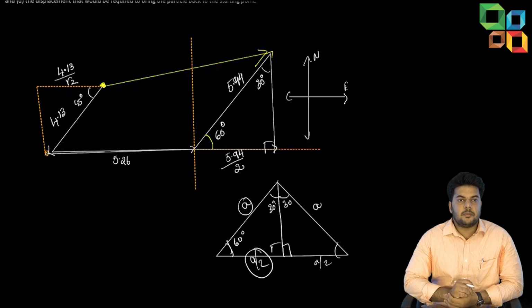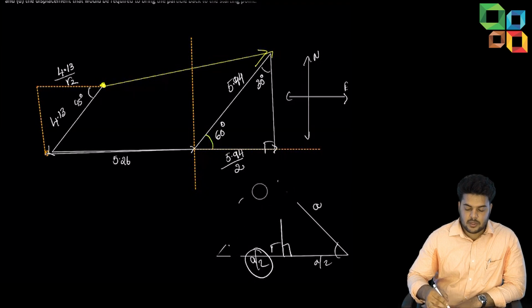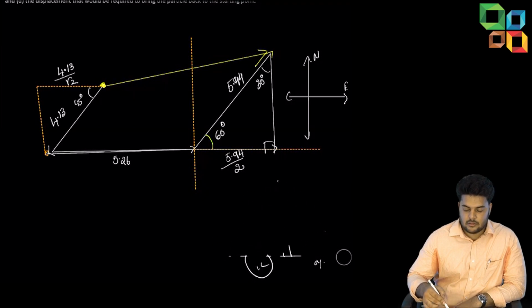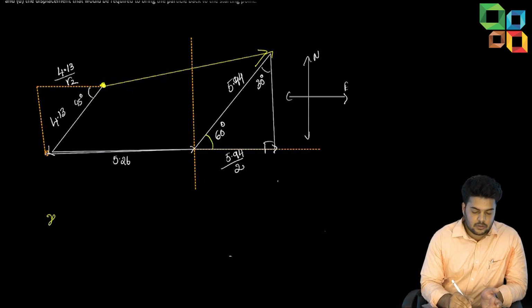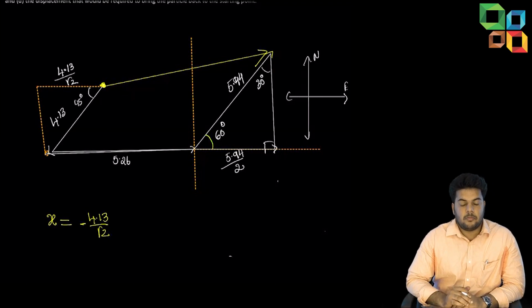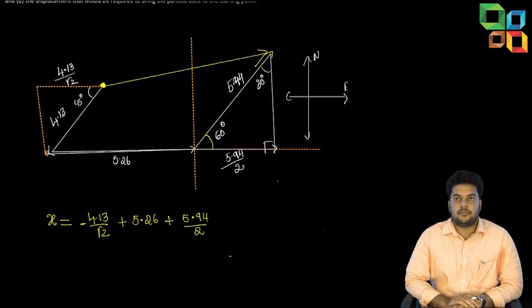And we can find the total displacement along the x-axis. How much is that? We went 4.13 by root 2 back, so let me put a minus sign there. Then we went ahead by 5.26, and then we again went ahead by 5.94 by 2. So that's the total x coordinate. Trust me, this question is unfair, okay? Do not worry about this. It is unfair.